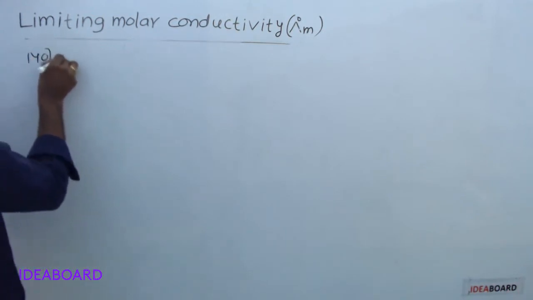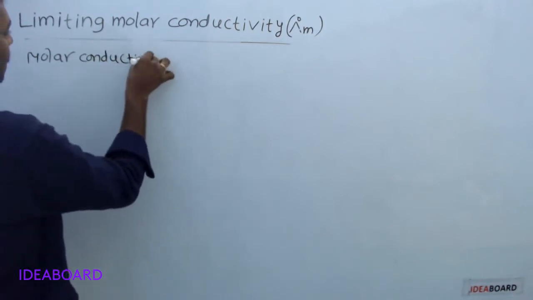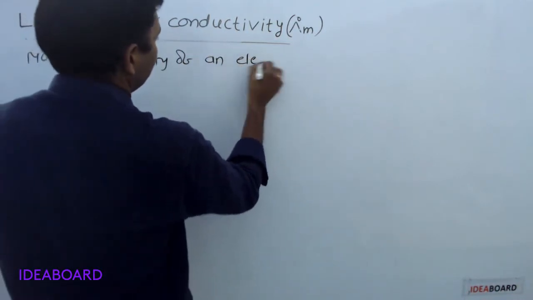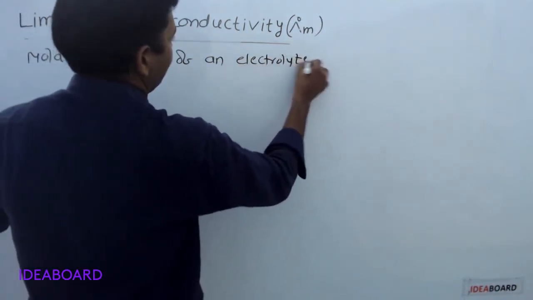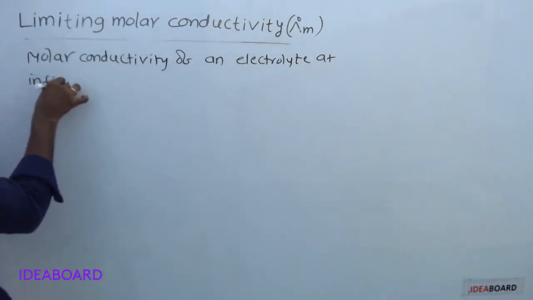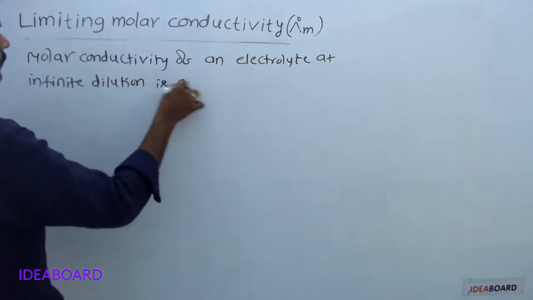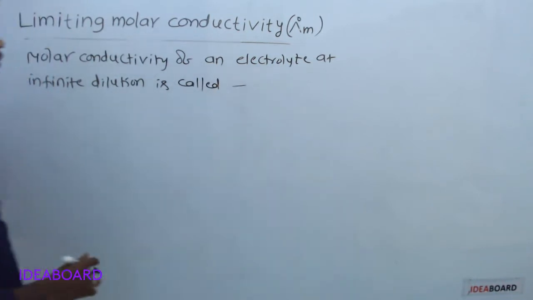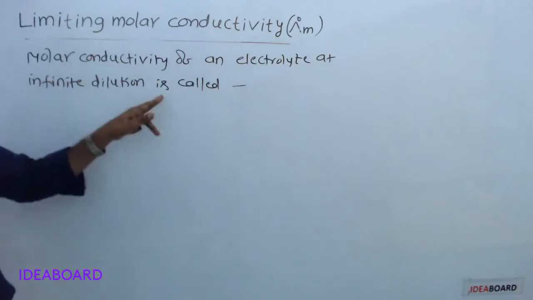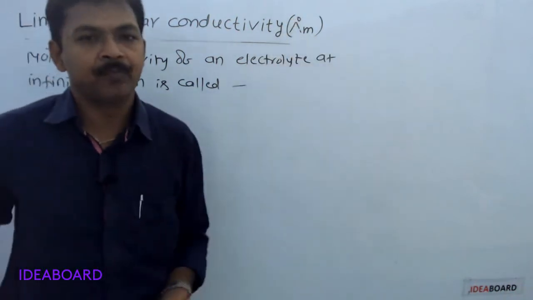So the molar conductivity of an electrolyte at infinite dilution is called limiting molar conductivity, which is denoted by lambda naught m.